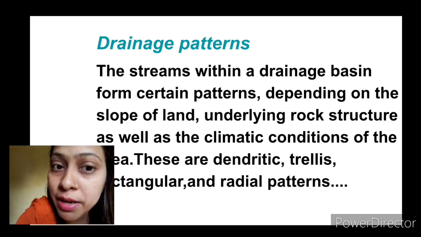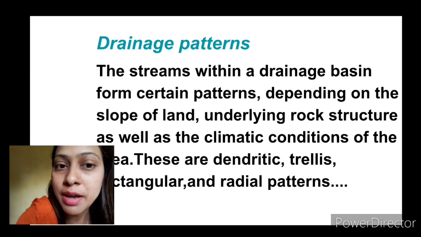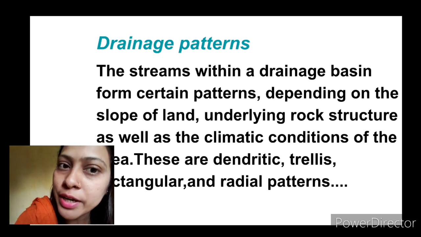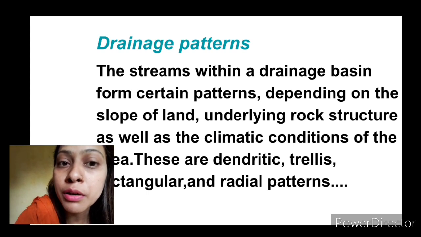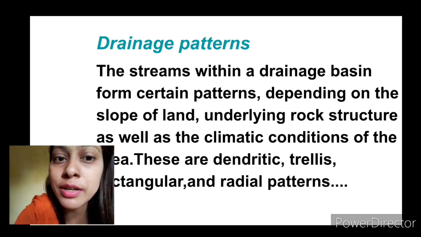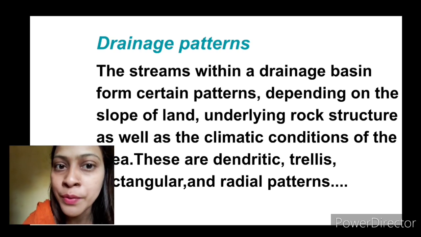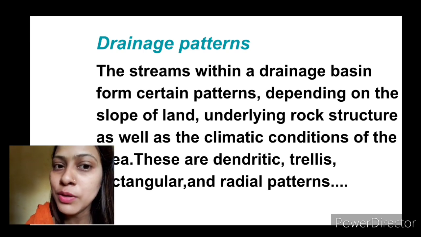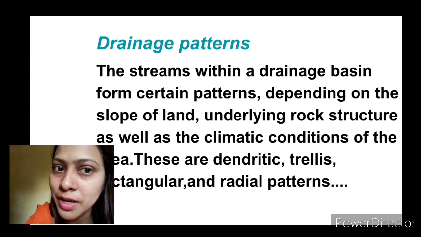We have also learned about the drainage system. A drainage system is a main river along with its tributaries. Then we have learned about the two important drainage systems of India, that is the Himalayan drainage and the peninsular drainage. The Himalayan drainage is perennial in nature, it flows throughout the year, while the peninsular is seasonal in nature. Himalayan rivers include Ganga, Brahmaputra, and Indus, and peninsular rivers include various rivers like Narmada, Tapi, Godavari, Krishna, Kaveri, etc.